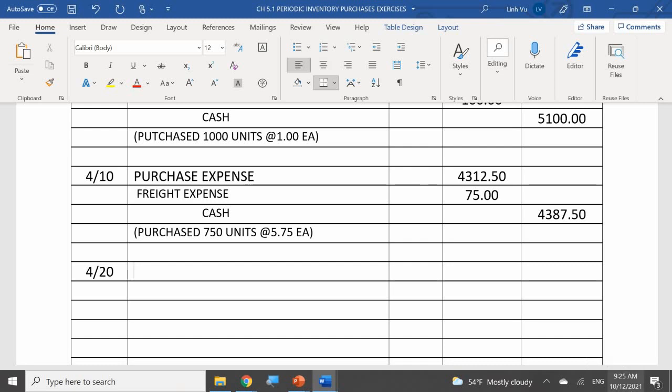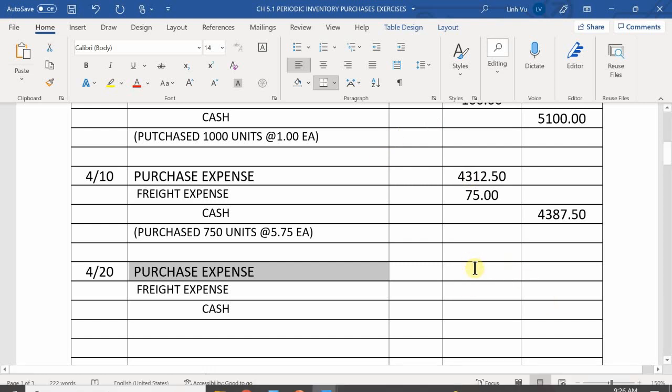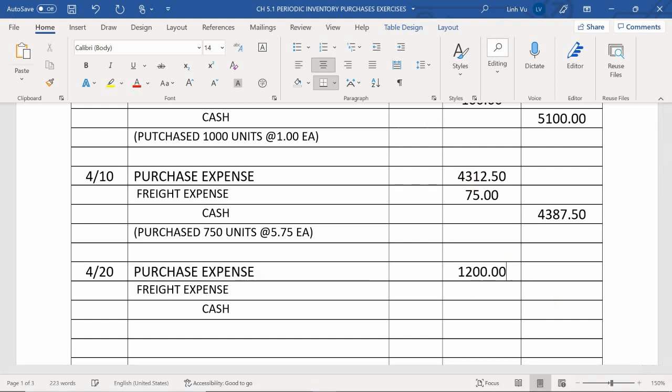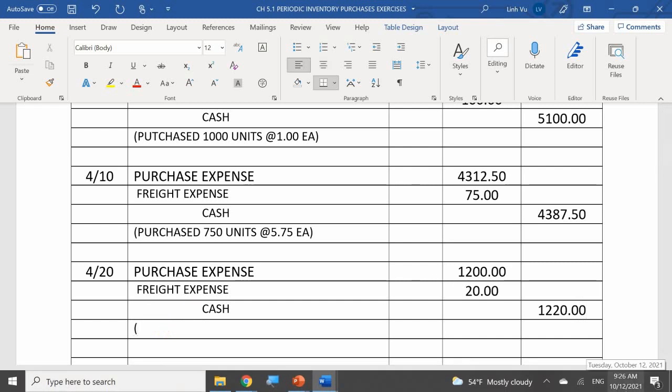That would be a purchase expense of 1,200. So again, purchase expense for 1,200. What about my freight? It was $20, right? So therefore, in grand total, how much cash did I spend? 1,220. Good. Once again, I'm going to make sure I put here that I purchased 200 units at $6 each.